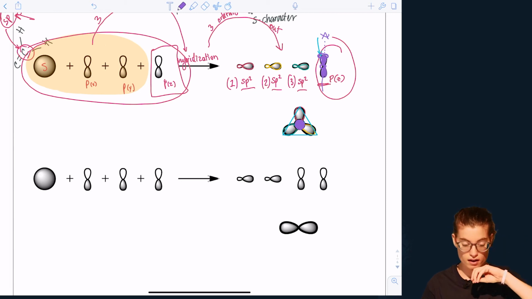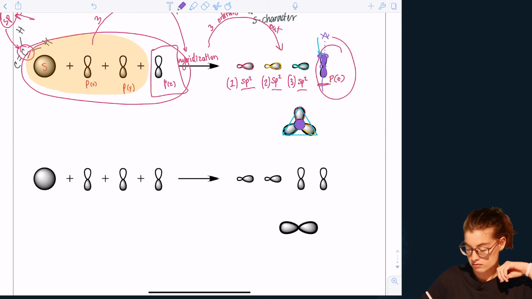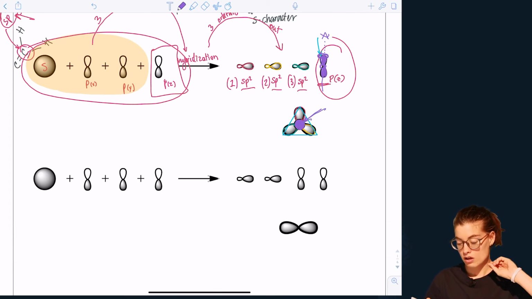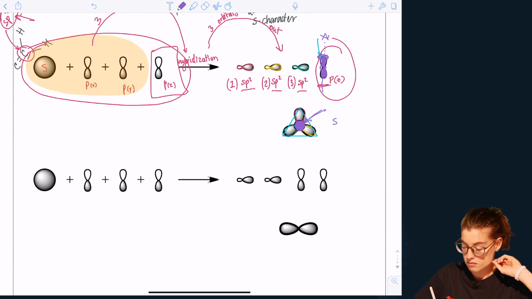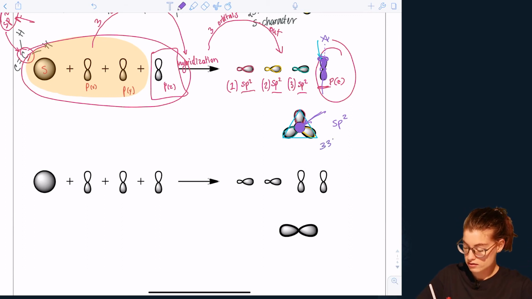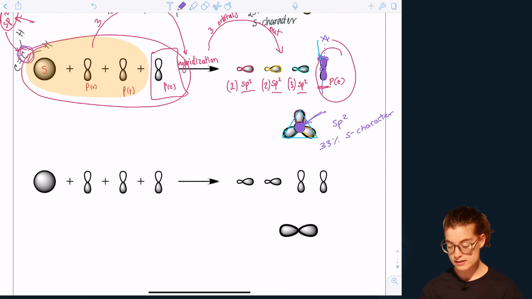Now for this molecule, we would say the central atom that's at the center, at the node of this, we would say it is sp2 hybridized atom, and we would also say that it has 33% S character. So for example, if this was a carbon, like we have right here, if this was a carbon that's sp2 hybridized, we would say, oh, this carbon's sp2 hybridized, which means it has 33% S character.